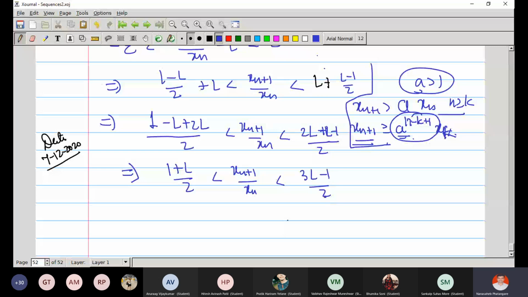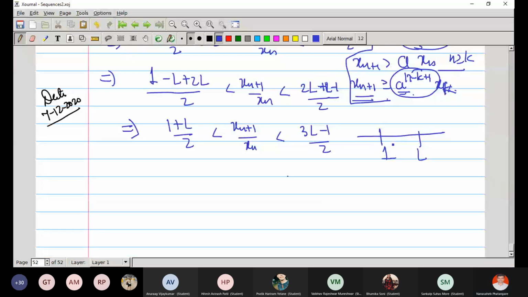Now do you understand where these numbers are? My L was here. L is greater than 1. Where is L plus 1 by 2? This is true for all n greater equal k. So where is L plus 1 by 2? Do you understand? It is the mean value, the mean of this 1 and L. So here we have L plus 1 by 2.